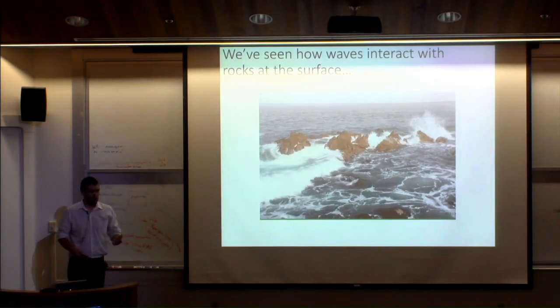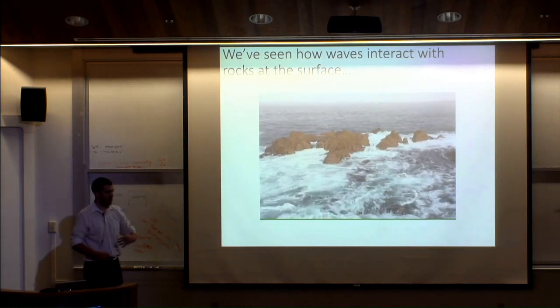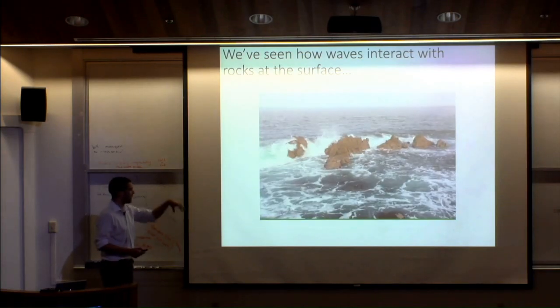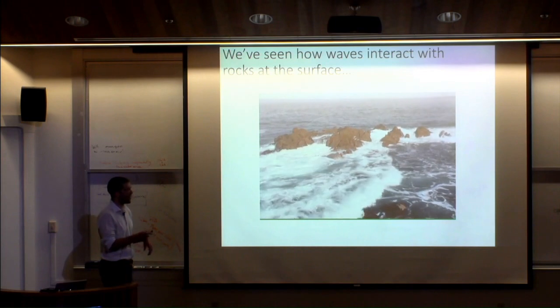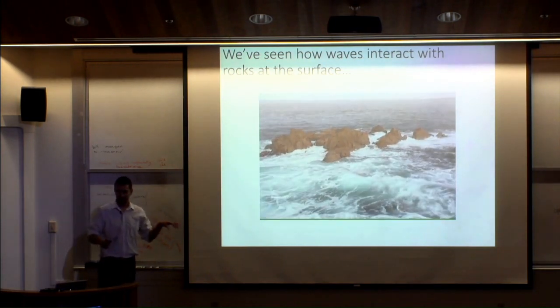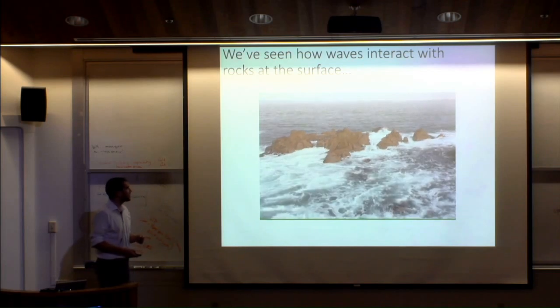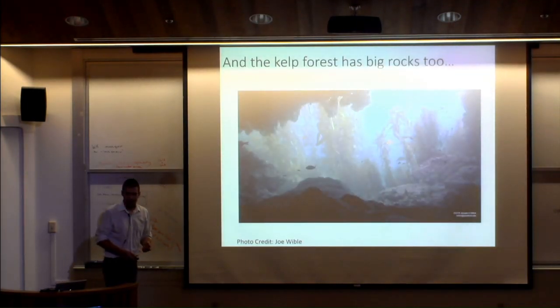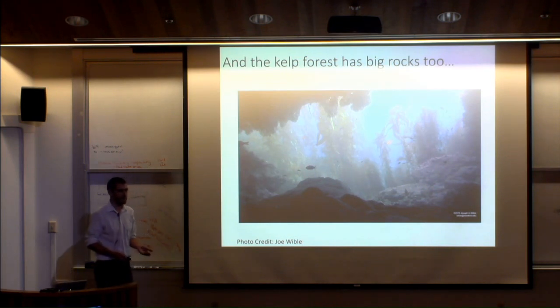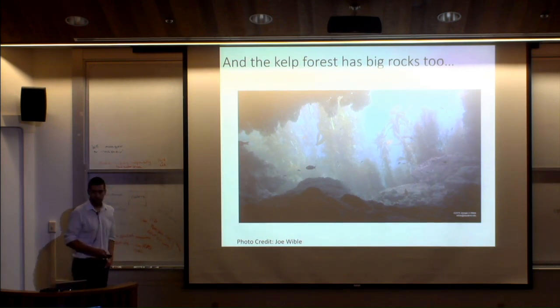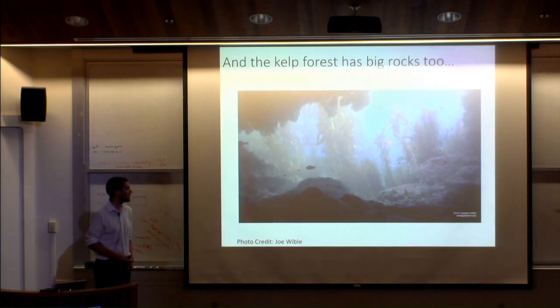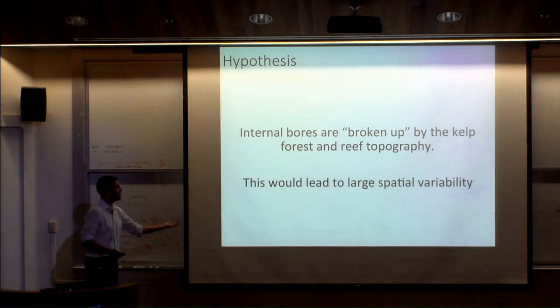So we know that when we see surface waves crashing on rocks in the intertidal zone, of course they break, but as they hit the rocks, they don't stay one nice clean wave. They get broken up and they reflect and diffract and bounce off of everything, mix, and just turn into a big mess. So when you look at the kelp forest, we see that there's large rocks and kelp that's of a similar scale relative to those waves. And I really saw no reason that internal bores couldn't get broken up by this topography, just like waves at the surface do by topography in the rocky intertidal. So the hypothesis here is simply that these internal bores are broken up by the kelp forest and reef topography, and that's what will create all of this variability.